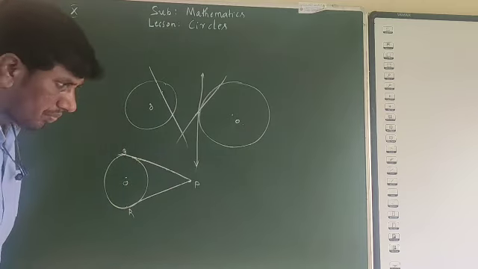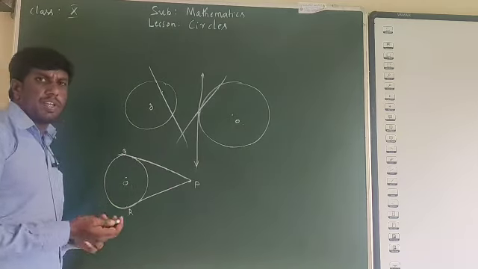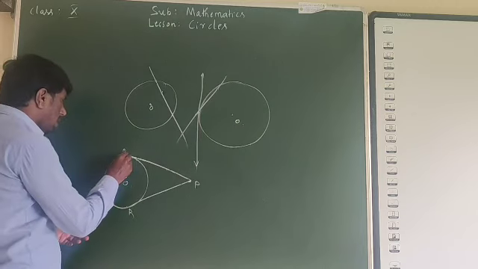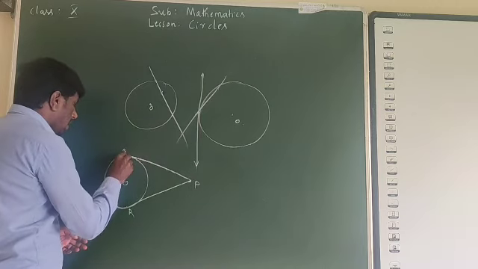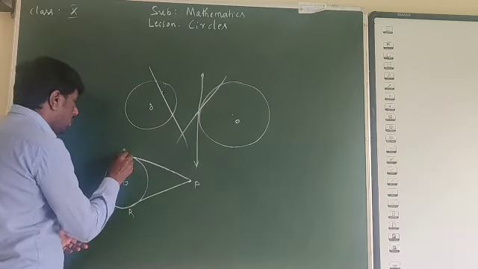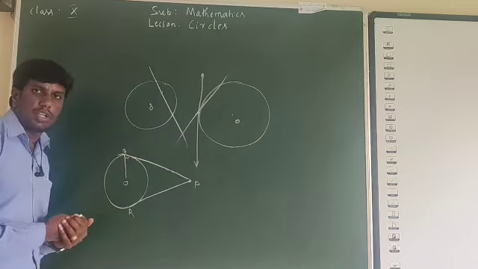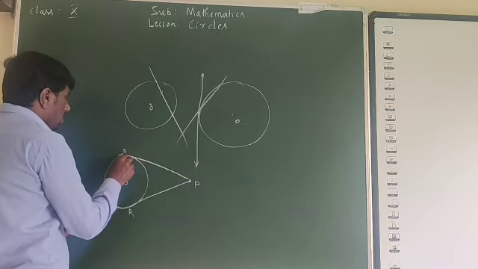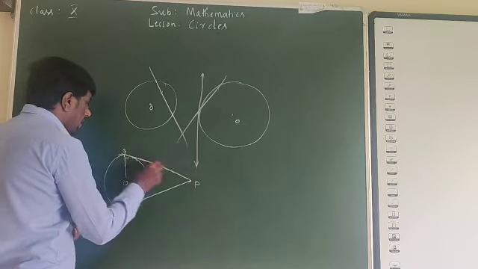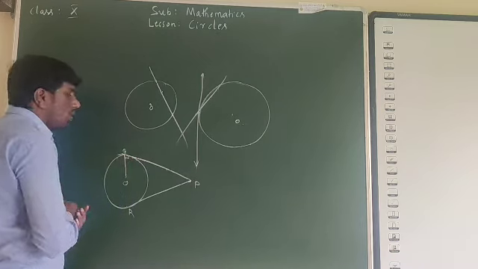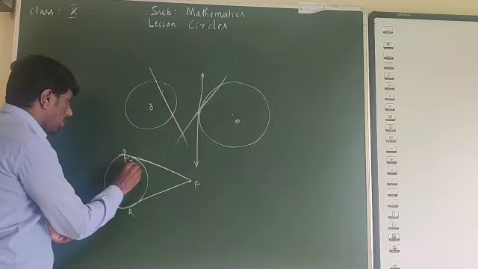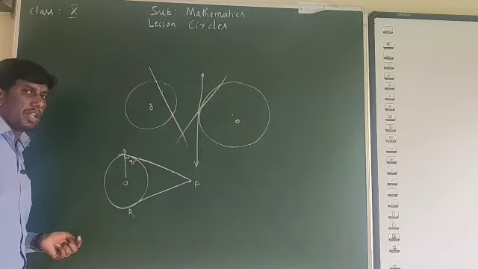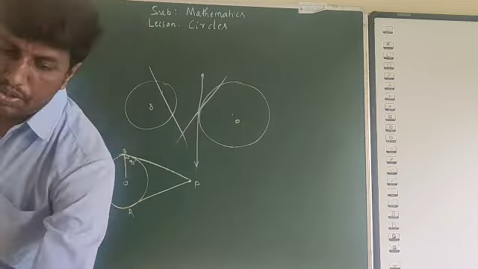One more point we have studied in the earlier class: the tangent and the radius to the point of contact are perpendicular to each other. That is theorem 1 we have studied, which is very important. The radius to the point of contact and the tangent are perpendicular to each other. That means the angle between those two will be 90 degrees. That is also what we have studied.